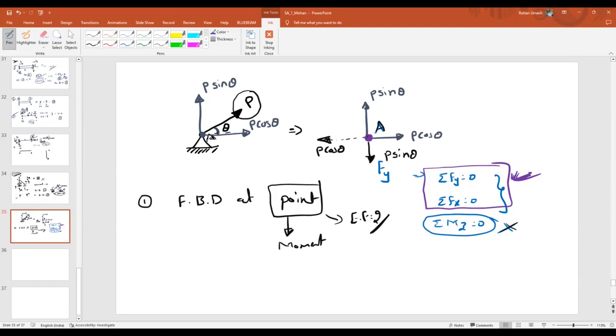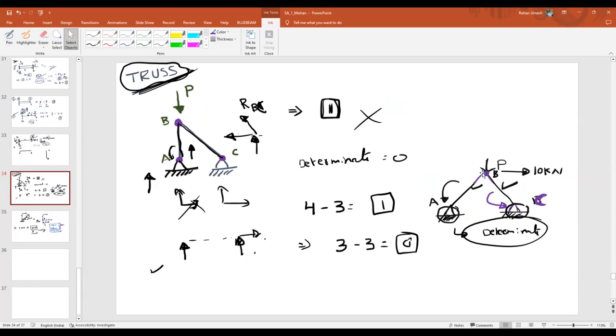So if you are talking about a free body diagram at a point, two equations have to be satisfied. If you have two equations, how many unknowns can you solve there? At point A, in this case, two equilibrium equations are there. That's why how many unknowns can you solve? Two unknowns. Just like here, if I take the equilibrium at point B, how many members are connected at point B? Two.